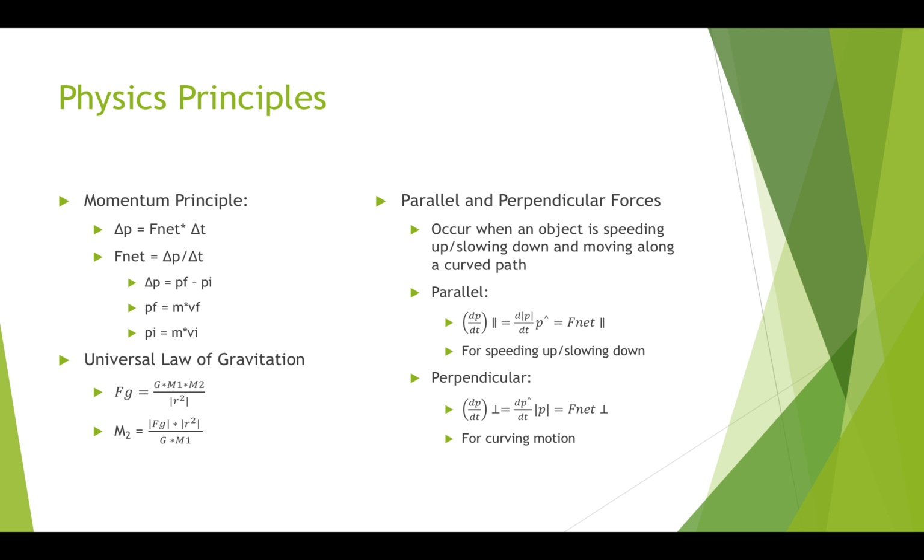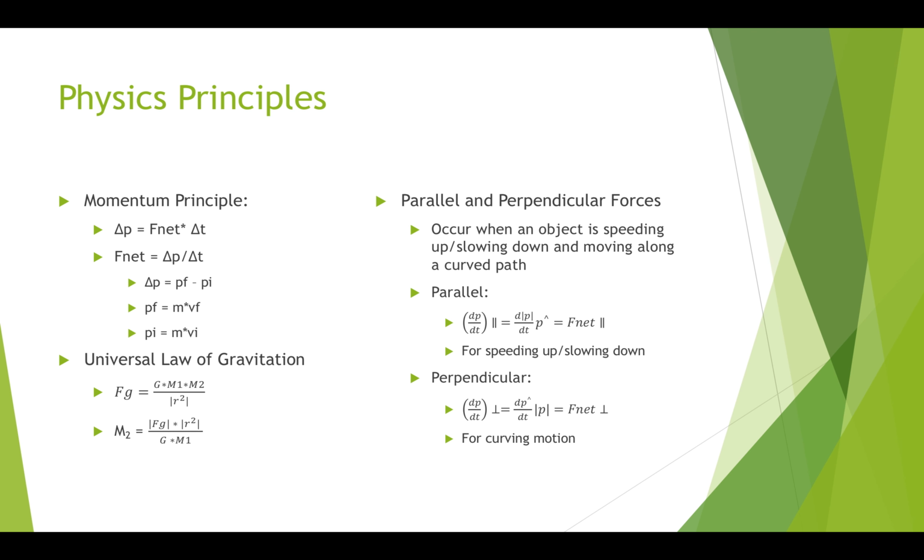The universal law of gravitation states that the force of gravity is a result of the universal gravitation constant, 6.07 times 10 to the negative 11th, times the mass of the first object times the mass of the second object over the magnitude of the distance squared. This equation was rearranged as seen below to calculate the unknown mass of the black hole. Here, the magnitude of the net force was just the gravitational force because it was the only force acting on the objects.